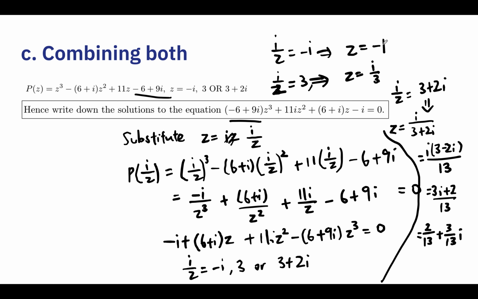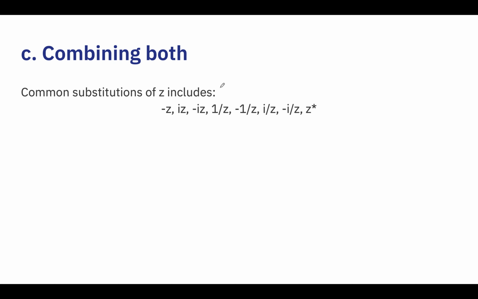So these are our three solutions to this equation, and all we did was make a substitution in the original one to convert it into this new form and replace the z with our substitution. So some common substitutions of z include the following. It can be the negative, or multiply by i, or the reciprocal, 1 over z, minus 1 over z, i over z. In this case, the one we used was i over z. But there are many other possible substitutions, and this can only come by practice. It helps that you have a list of substitutions that you can refer to, but practice makes perfect. So you have to repeatedly do these kinds of substitution questions in order to become more familiarized with what substitutions we'll need.